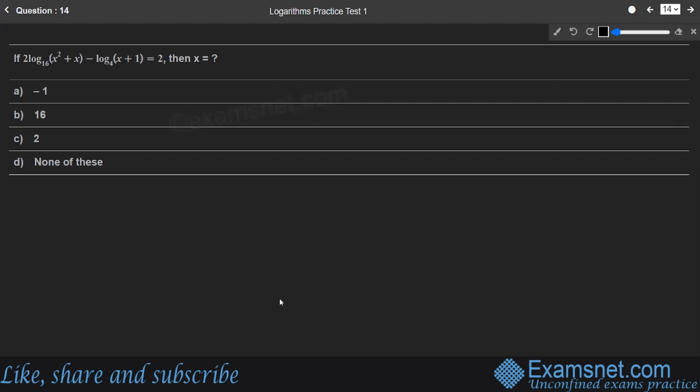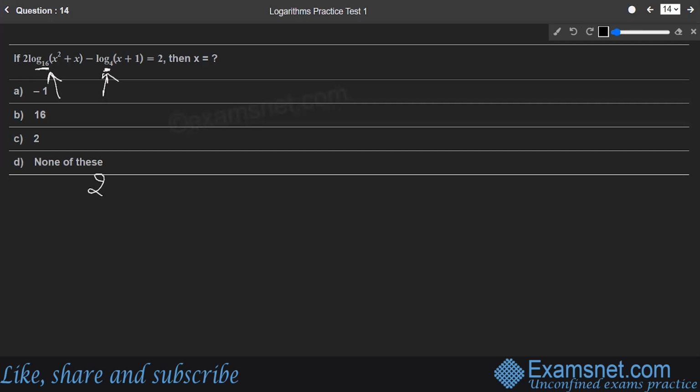Okay, so we have a question where 2 log base 16 of x square plus x minus log base 4 of x plus 1 equal to 2. So here you can see the bases of both the logs are different. One has got a base of 16, another one has got a base of 4. There is a property of log that two logs or multiple log terms can only be operated together when the bases of their logs are same. So here the bases are different, so we'll have to make the bases same. Either we have to make 16 in terms of 4 or 4 in terms of 16. So both are easy.